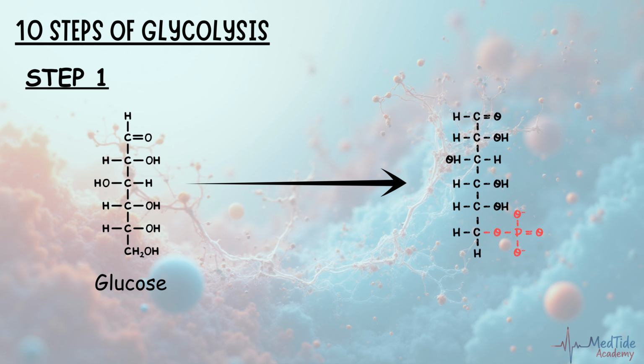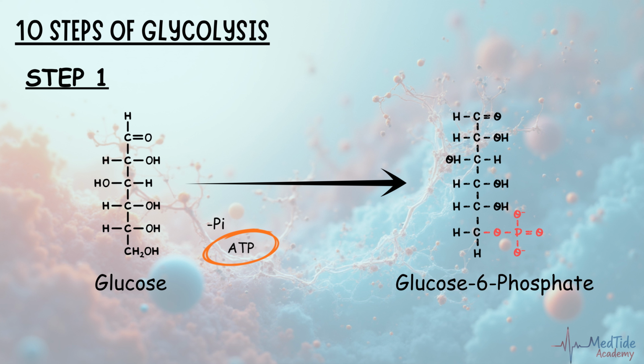So in step 1, a phosphate group gets attached to the glucose on its 6th carbon atom to become glucose 6-phosphate. The phosphate group is gotten by the splitting off of 1 molecule of phosphate out of the 3-phosphate group of ATP, converting it from ATP to ADP.